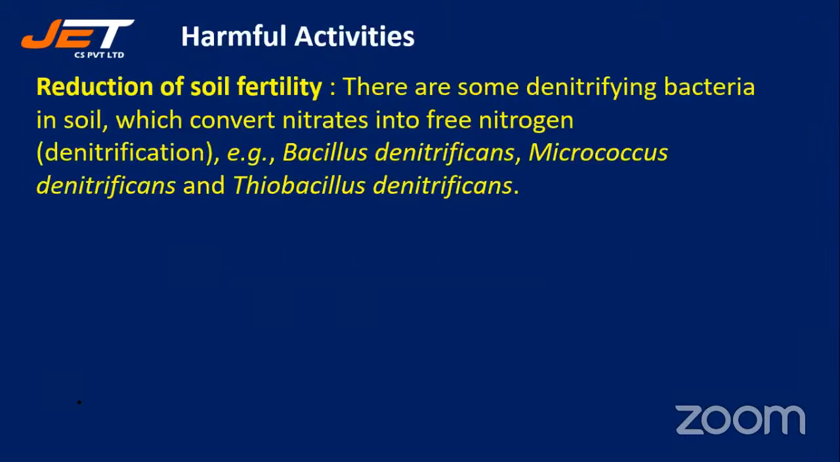Right. Reduction of soil fertility: Bacillus denitrificans, Micrococcus denitrificans, Thiobacillus denitrificans. They remove the nitrogen. See, Azotobacter and Nitrobacter all fix nitrogen, but these actually reduce the soil fertility by denitrifying, meaning nitrogen is being reduced. So whatever is done by the nitrifying bacteria, they reverse it. Okay, so one more question you can ask: what is the benefit to the nitrifying bacteria in this?